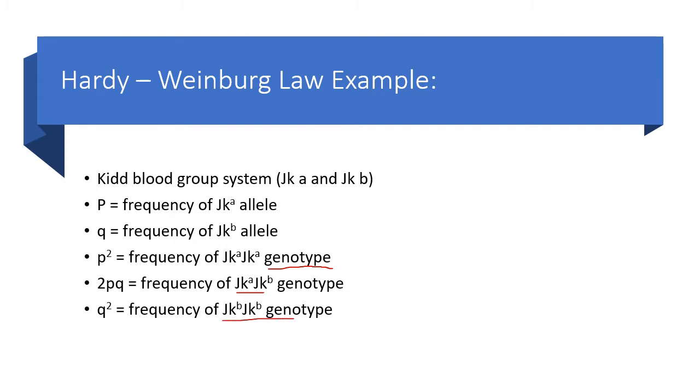So this is saying how often this particular genotype occurs within the population of people, how often this genotype occurs, and how often the third genotype is found in the population. If you notice, these are the only combinations you could have: JKA plus JKA, JKB plus JKB, and then JKA and JKB together.